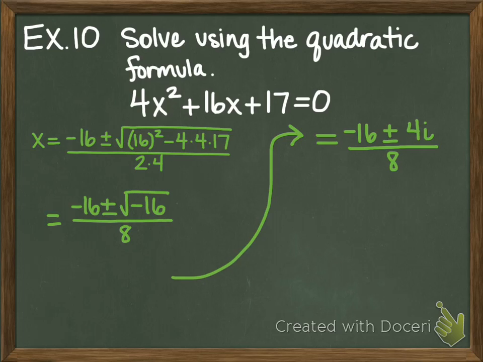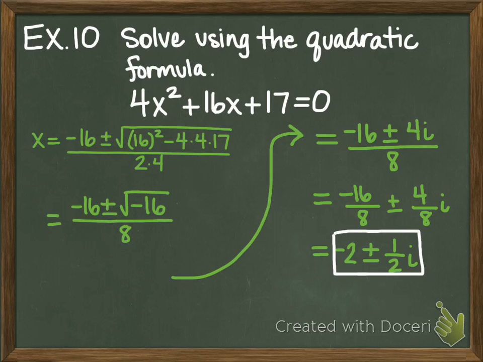So then I'm going to split this up and reduce the fraction. I'm going to say negative 16 over 8 plus or minus 4 over 8i. And I can reduce these two fractions. So negative 16 over 8 is negative 2, plus or minus 4 over 8 reduces to 1/2 i. So this is in standard form because it's a plus bi, and I've got them in the correct order. So these two answers would be the solution to the quadratic equation.